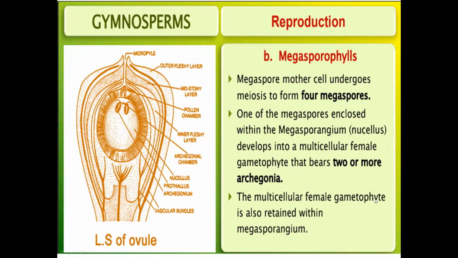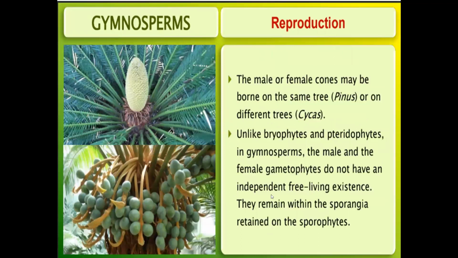The multicellular female gametophyte is retained on the megasporangium. Both male as well as female gametophyte are on the sporangium: male gametophyte on the microsporangium, female gametophyte on the megasporangium. Then the male and female cones are borne on the same tree or different trees. Some will have male and female cones on the same tree, meaning male flower and female flower on the same tree.